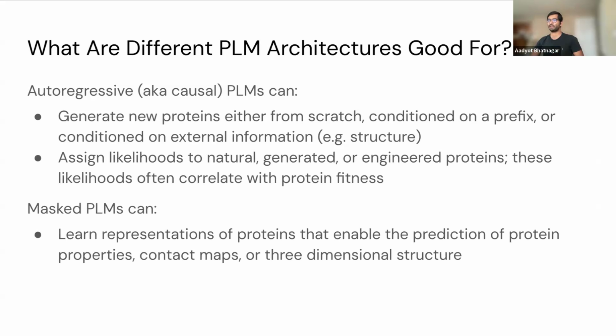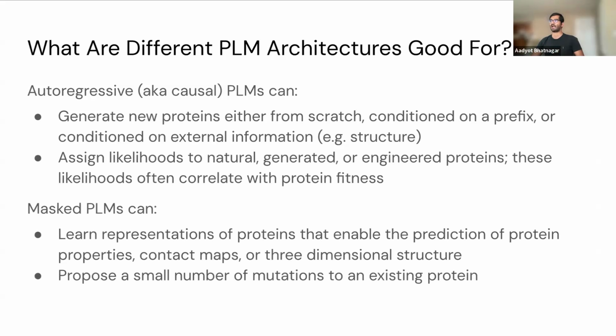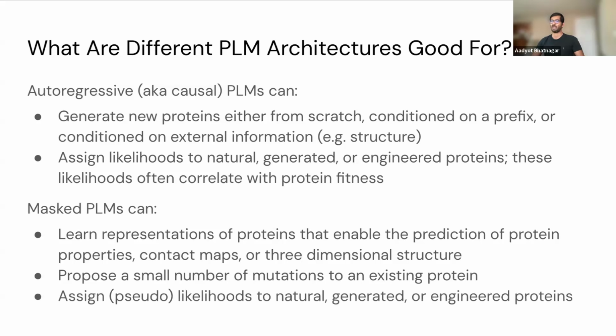Conversely, masked protein language models are really good at learning representations of proteins that enable the prediction of protein properties and even three-dimensional structure. They can't exactly be used for generation, but what they can do is propose a small number of mutations to an existing protein. And they can also assign these pseudo likelihoods to proteins, and those likelihoods often correlate well with protein fitness.